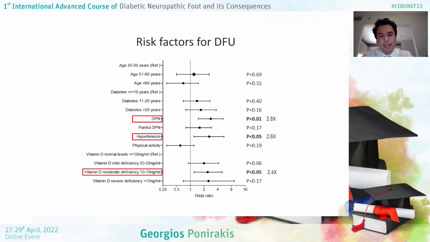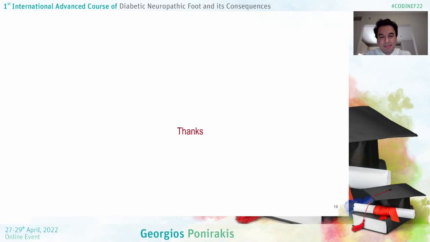And a final note about the prevalence of diabetic foot ulceration: it was higher with diabetic neuropathy, with hypertension, and with vitamin D deficiency. That's it. Thank you very much.